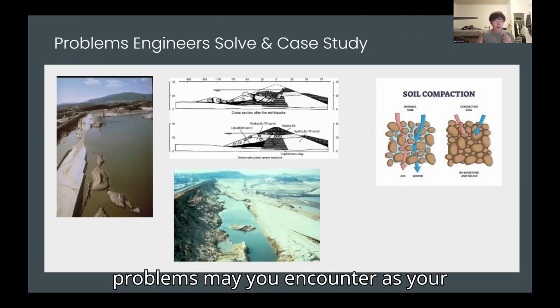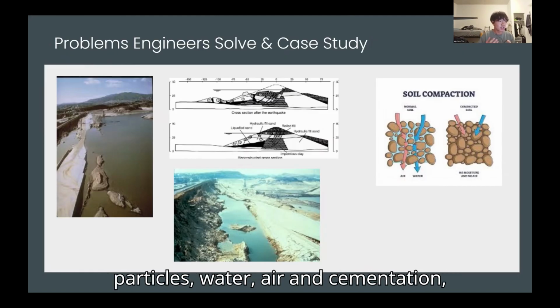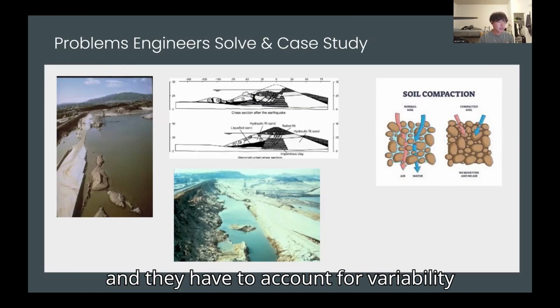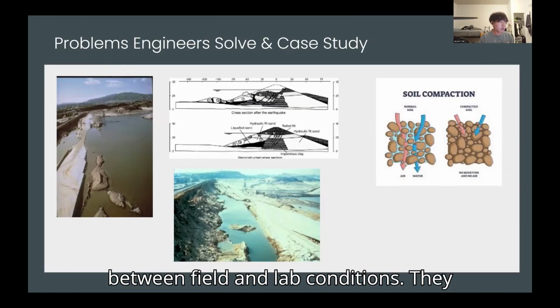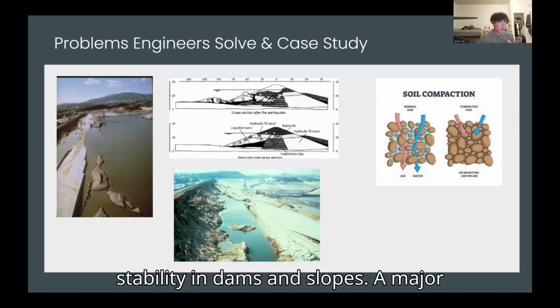So what problems may you encounter as a geotechnical engineer? Well, engineers must understand soil composition, solid particles, water, air, and cementation, and they have to account for variability between field and lab conditions. They analyze settlement and evaluate stability in dam slopes.